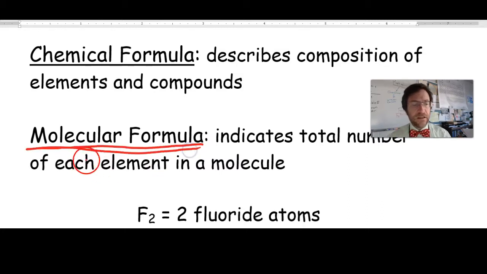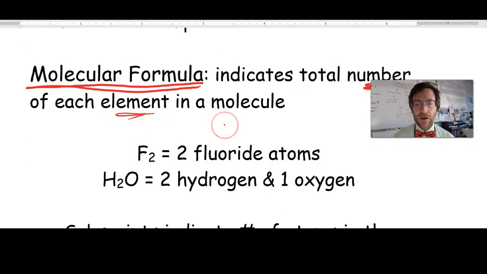So what it does is it tells us the total number of each element in a molecule. Tells us how much of everything, and this is a lot of stuff that you guys already know. We've been talking about some of this in lab. We've been talking about it all year, but now we're going to put names to it, and we're really going to dig in specifically to what information is there and how to find it.